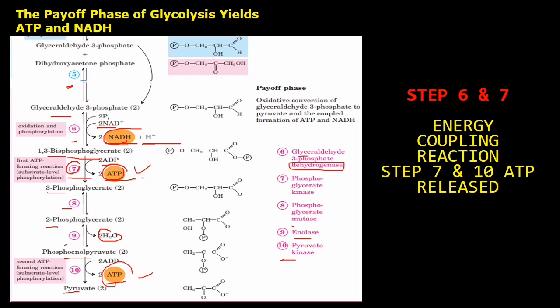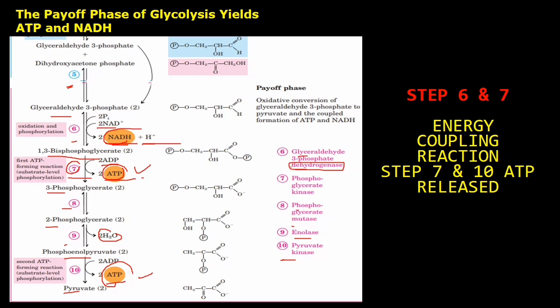The intermediate steps between step 7 and 10 are the conversion of 3-phosphoglycerate into 2-phosphoglycerate, which is catalyzed by the enzyme called phosphoglycerate mutase, and the conversion of 2-phosphoglycerate into phosphoenolpyruvate with the help of the enzyme enolase. Here a molecule of water is released in this step.